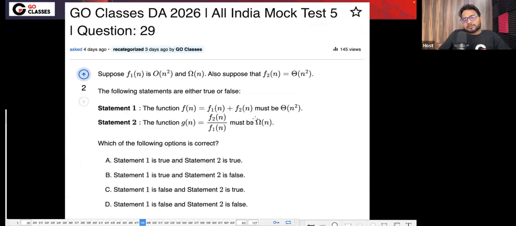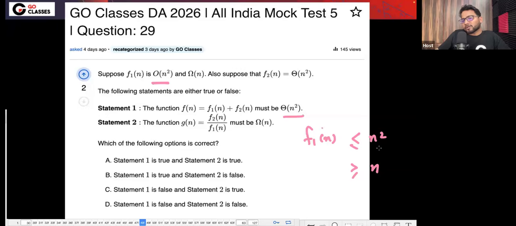Now let's solve this question. This is an easy question. Let's suppose there is a function f1(n) which is order of n square, which means this function f1(n) is less than or equal to n square and greater than or equal to n, so it is somewhere between n square and n. f2 is just n square. Now they are saying that f1(n) plus f2(n) is n square.